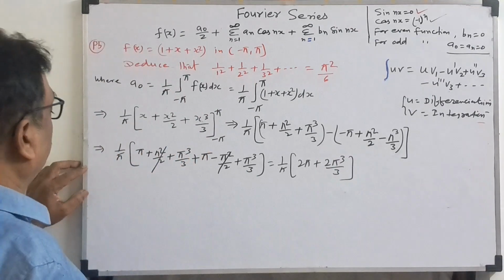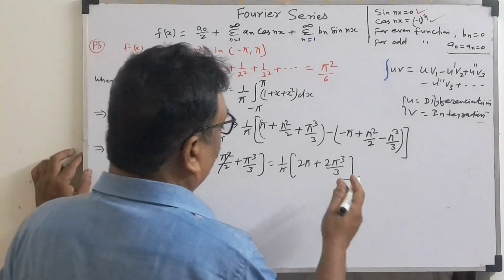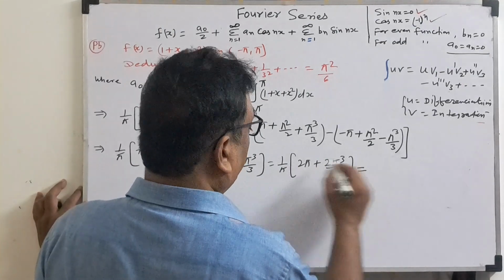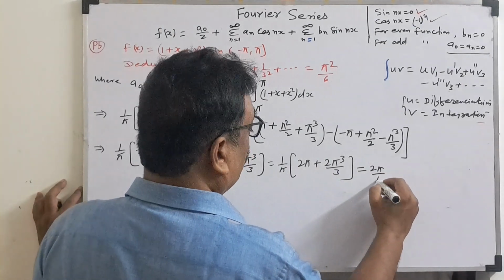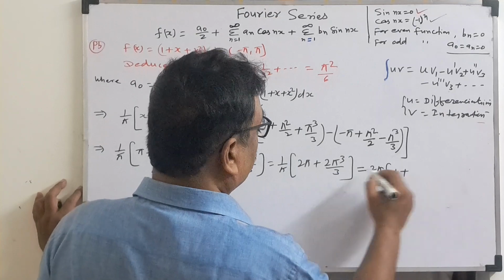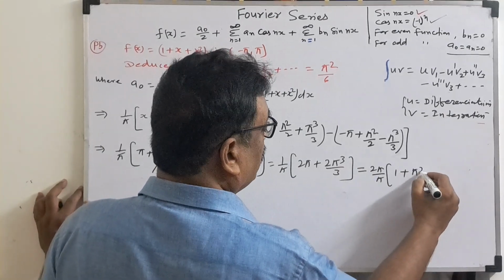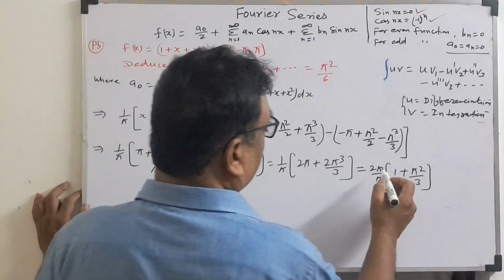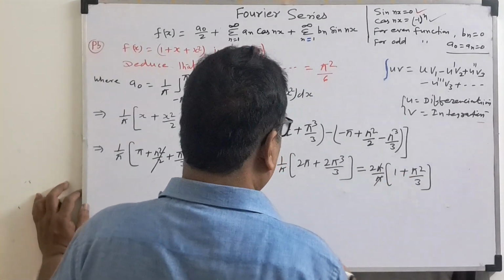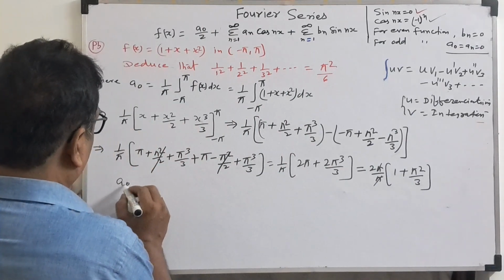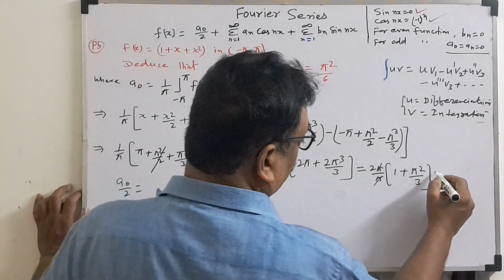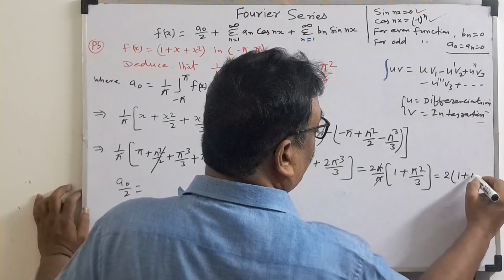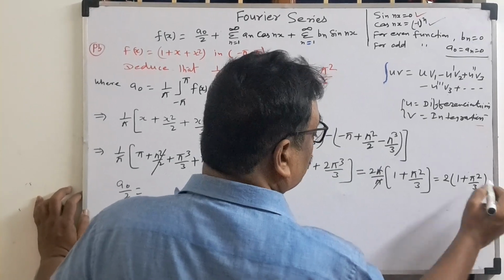What is coming? A0. If you want to reduce, also reduce that. How will we reduce here? Take 2 pi common. Then what will be there? 1 plus pi square by 3. So pi gets cancelled. Now we'll write finally A0 by 2 is equal to, this is called A0. A0 got 2 times (1 plus pi square by 3).